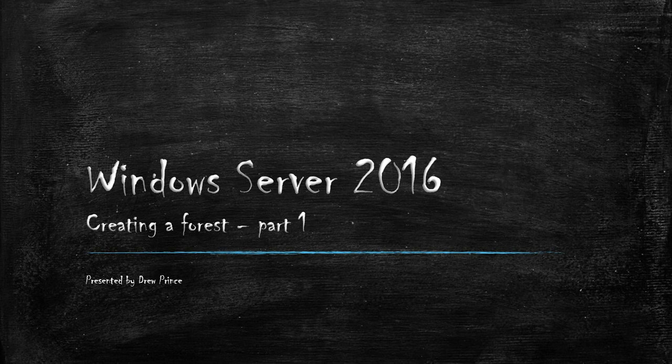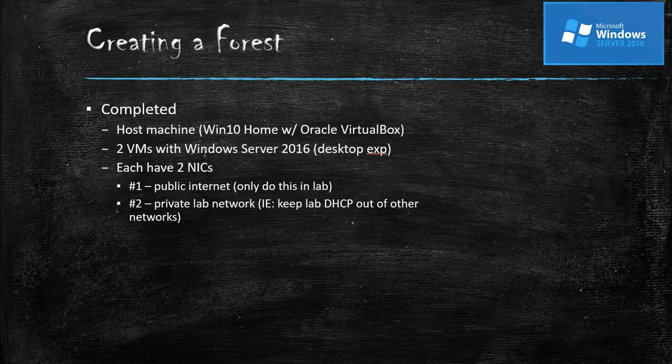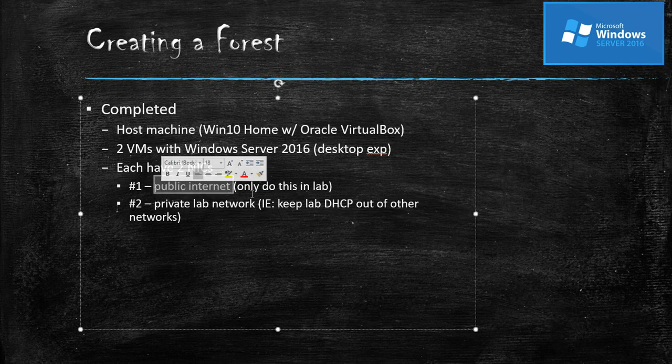But what I've done so far is, on my Windows 10 home computer with Oracle's VirtualBox, I've created two virtual machines with Windows Server 2016 and the desktop experience feature. Each of those VMs has two NICs, one for the public internet and one for the private lab. The main reason for this is so I can transfer files from my desktop or do Windows updates or something like that. For a DC, of course, you never want public access to a DC.